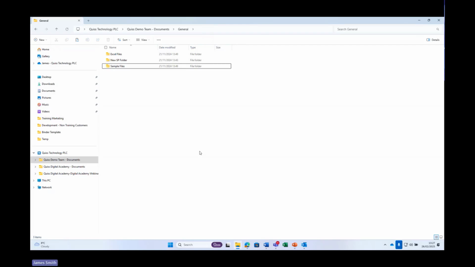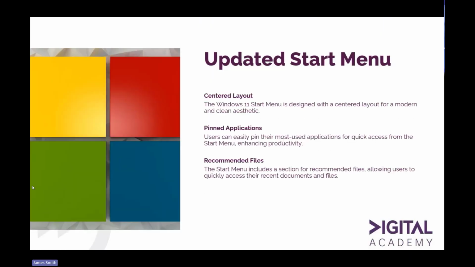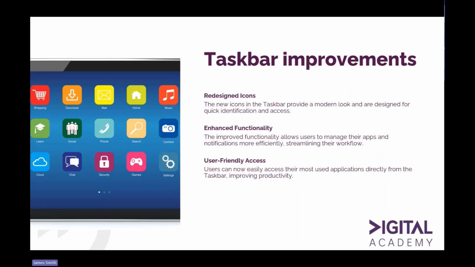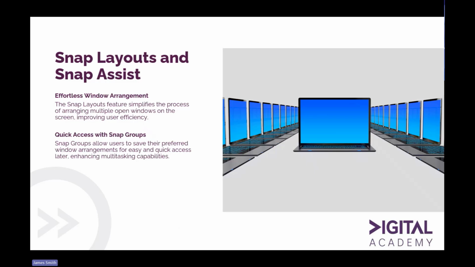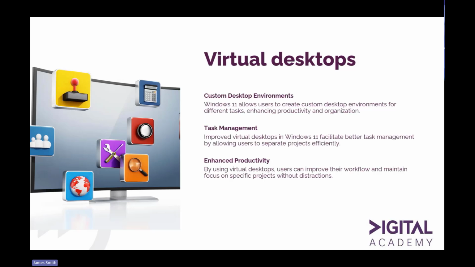Other things that I'd mentioned within Windows 11, I'll just jump back to my presentation. Just open this up. So as we'd mentioned, the Start menu is slightly different. It gives you recommended files. Taskbar improvements, so icons have been redesigned. The whole thing is designed to be more user-friendly. As I'd mentioned, snap layouts, snap assist. So now not only can you snap 2 windows side by side, you can have 4, and you can create virtual desktops. So you can group your multiple applications into more logical desktop groups.